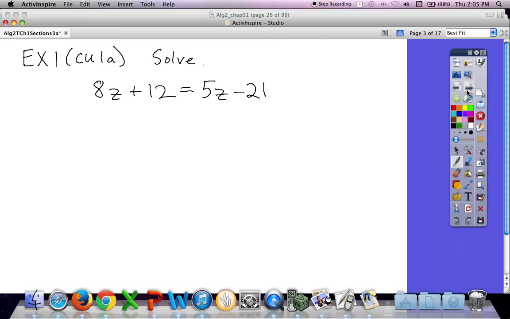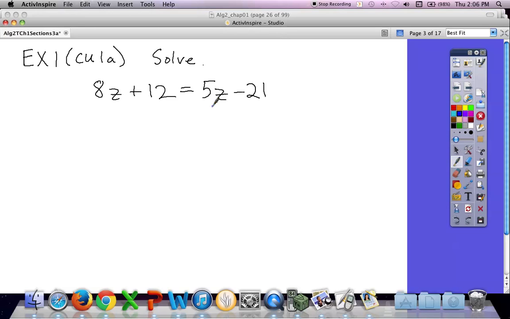Now, it does not matter too much what that first step is. You could subtract 8z from both sides, subtract 12 from both sides, subtract 5z, or add 21 as a first step, and still be on track to get a right answer. But what do you think the recommended first step is? Subtract 5z, right? Subtract 5z.